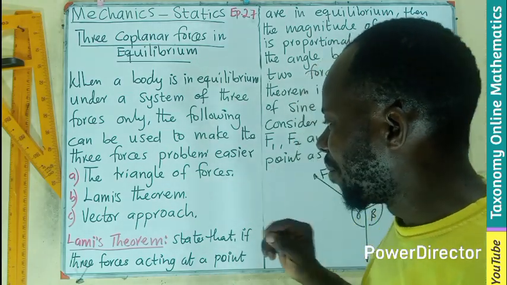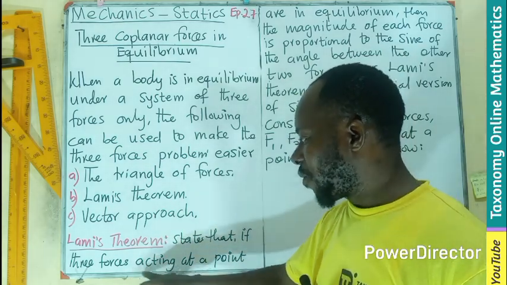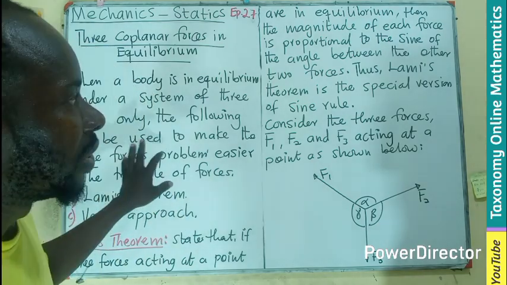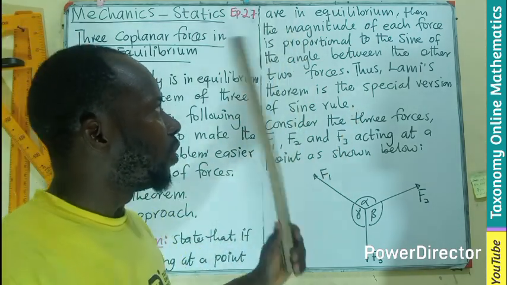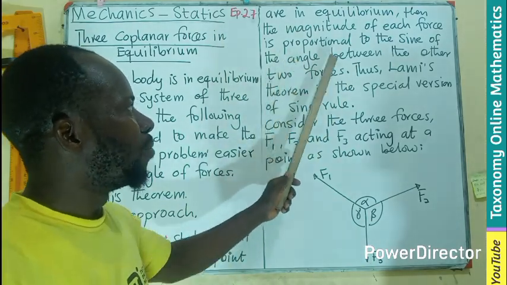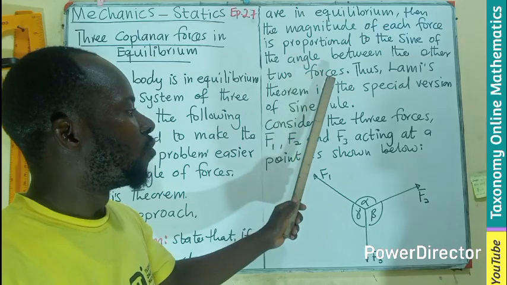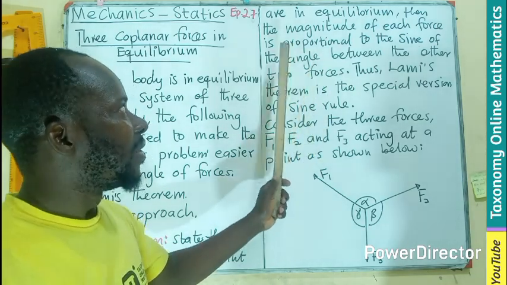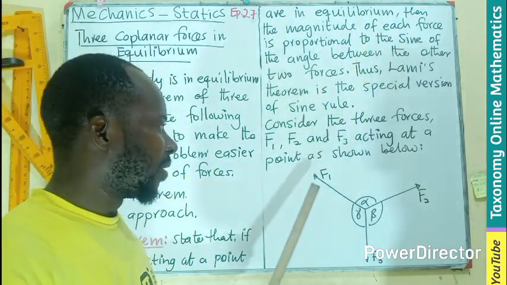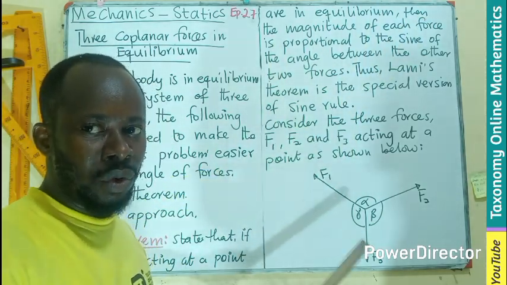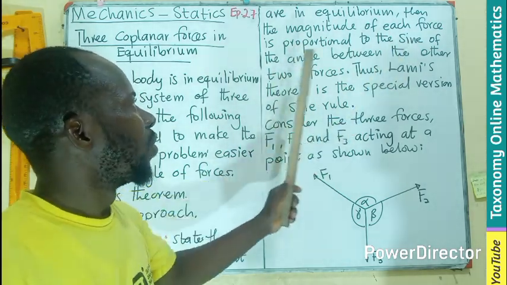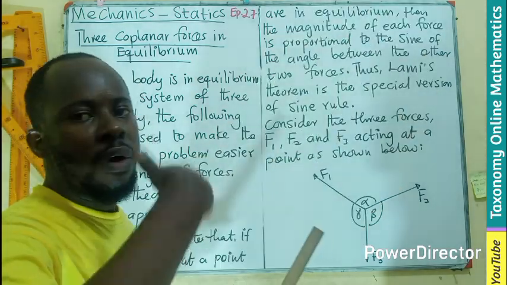So now, Lami's theorem states that if three forces acting at a point are in equilibrium, just like the definition said, then the magnitude of each force is proportional to the sine of the angle between the other two forces. This will be clear. It states that the magnitude of each force, force 1, force 2, force 3, is going to be proportional to the sine of the angle between the other two forces.